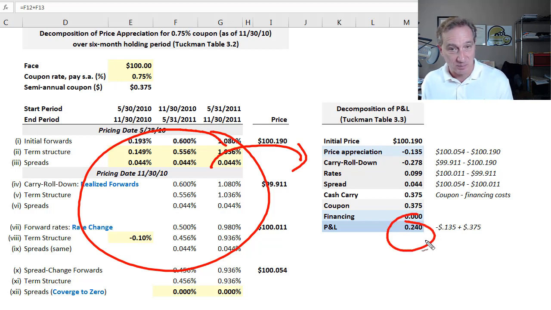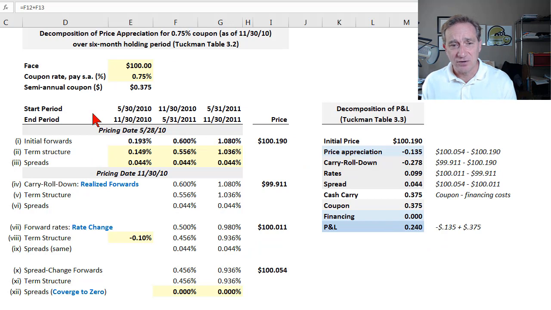In this case, it happens to be a profit. And the point of the exercise is to break down, in this case, the profit into its components. Why did we make a profit? That's the decomposition. And so I have replicated Tuckman's assumptions. So that's some non-round values.